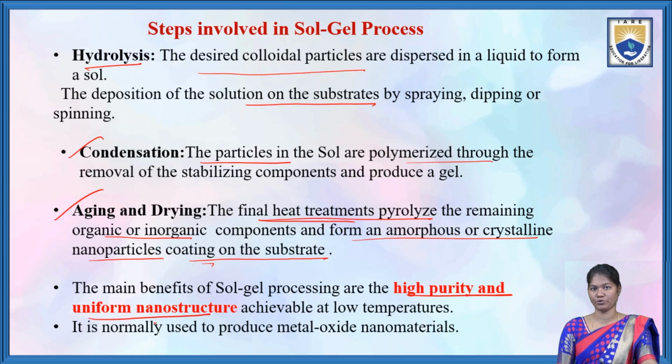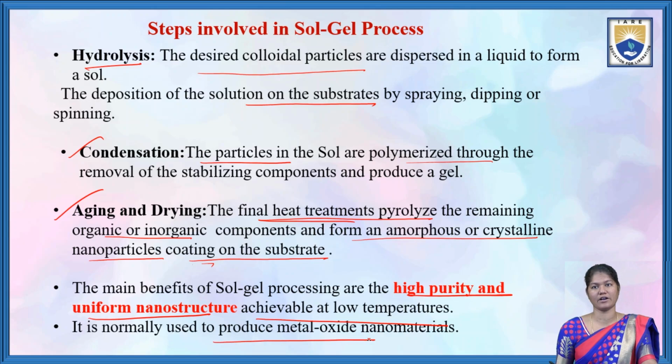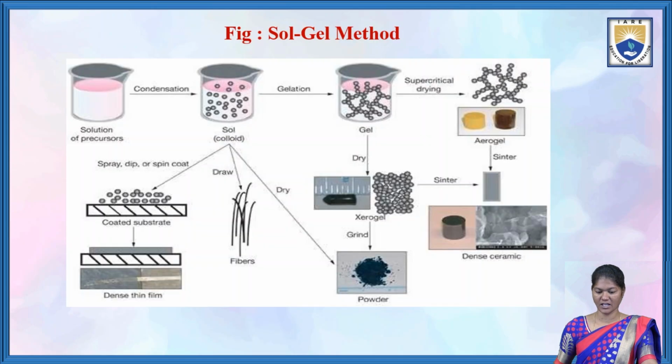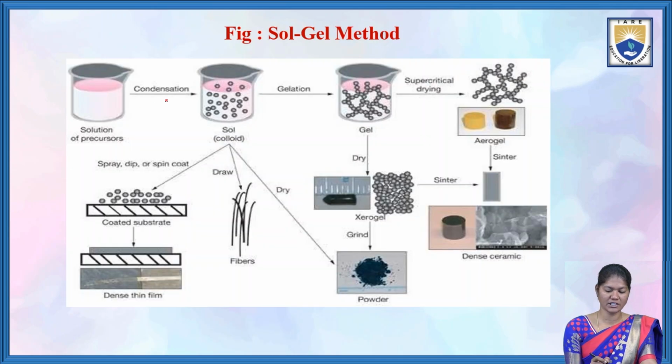The main benefits of the sol gel process are high purity and uniform nanostructure, achievable at low temperatures. It is normally used to produce metal oxide nanomaterials. So this is the diagram of the sol gel method.